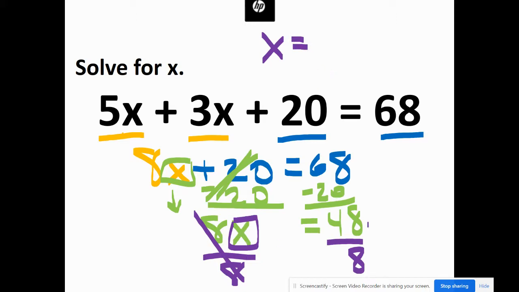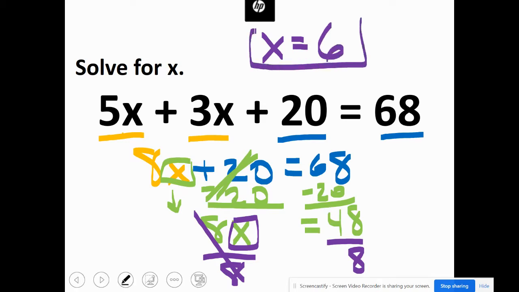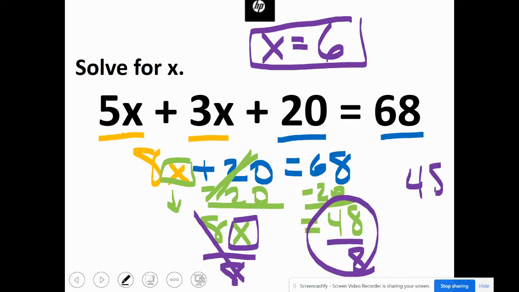I got rid of the 8's, but I have to do 48 divided by 8. So 48 divided by 8 is 6. And that's the final answer. Again, I took that and I solved it. Let me show the work on that to get my answer of 6.